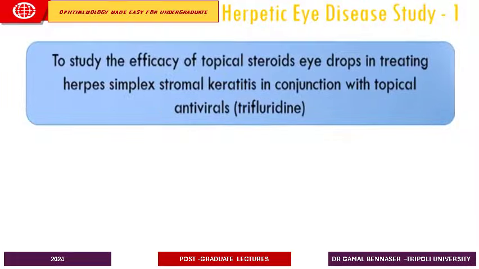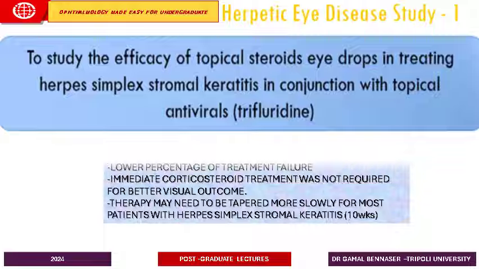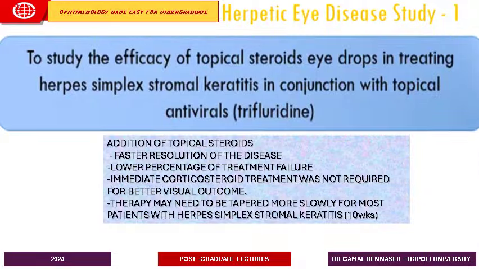Now, what are the results? If we see the first trial, that's the use of topical steroids along with the topical antiviral trifluridine, they found that the addition of topical steroids in stromal keratitis will hasten the resolution of the disease and lower the percentage of treatment failure, that is exacerbation or no response, and immediate corticosteroid treatment was not required for better visual outcomes. That's to say that you need not start the steroids immediately after you start the antiviral.